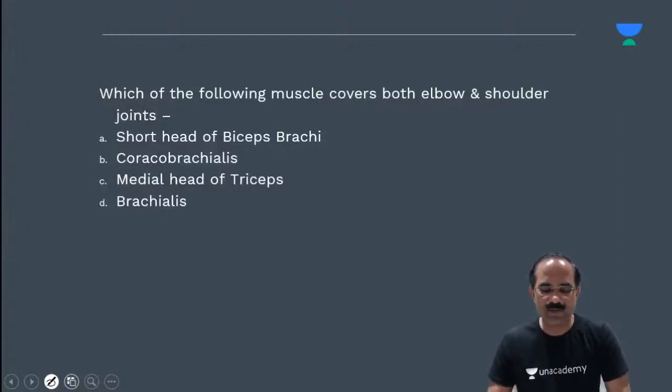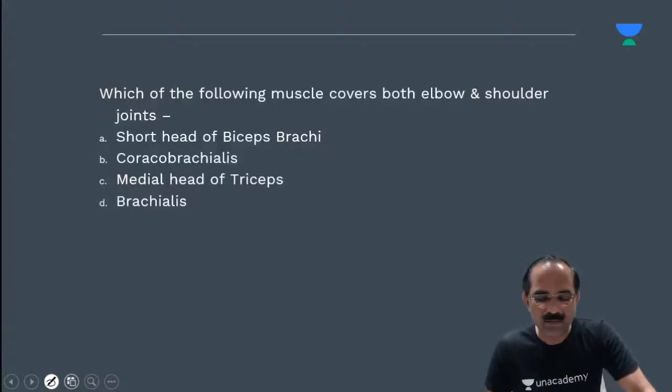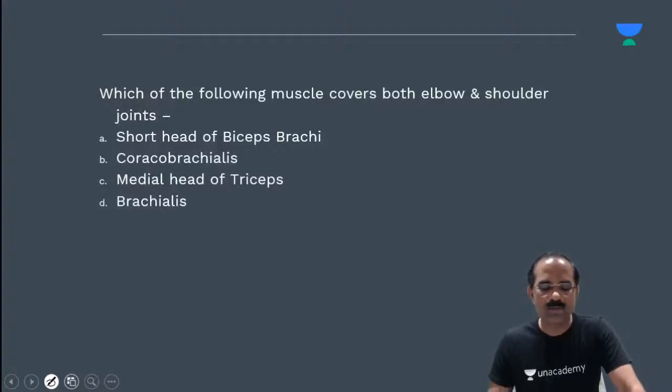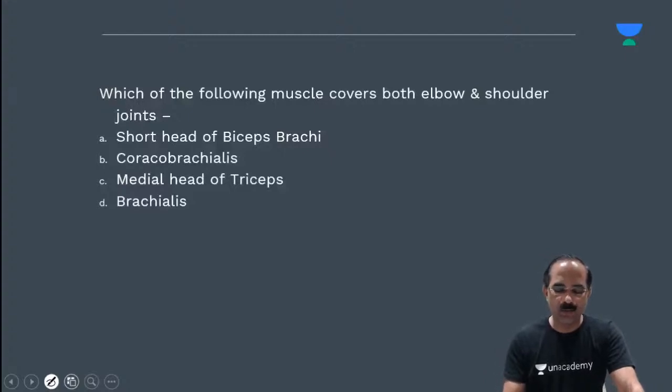Yes, Rajneesh. Everyone answer, I'm looking at the screen. You wrote B. Yes, Vasim. No, the answer is not coracobrachialis. The answer is short head of biceps.